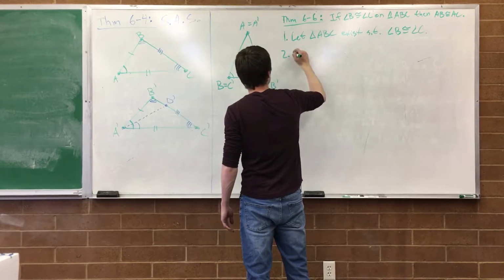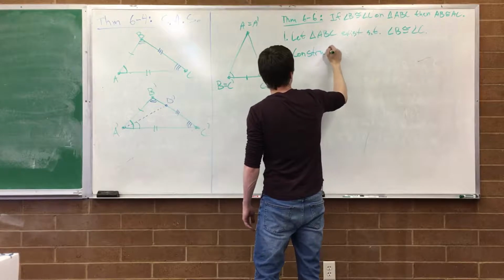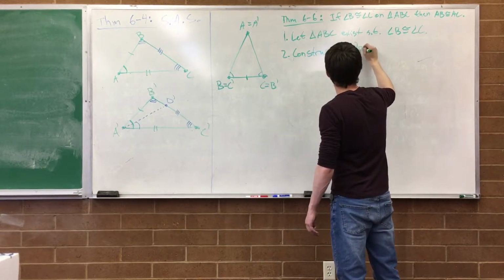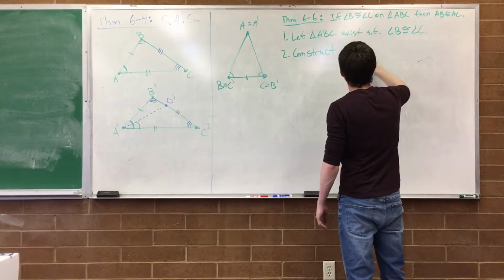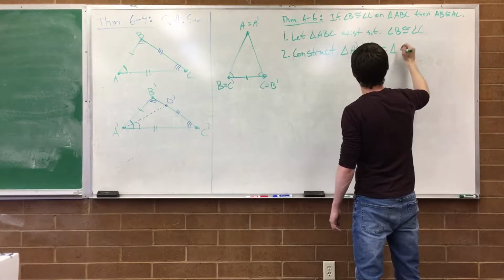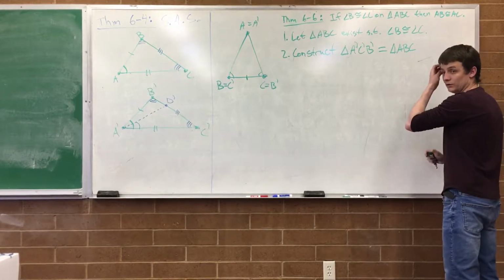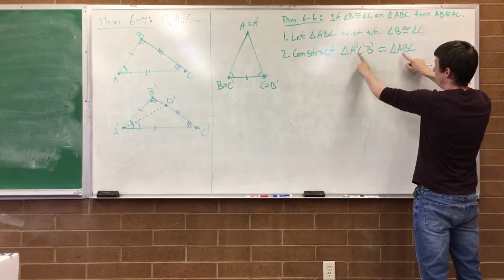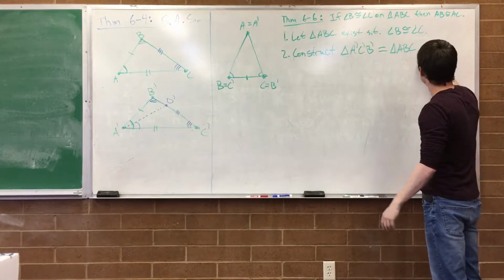Construct triangle A prime, B prime, C prime. No, we're going to swap these two. C prime, B prime equal to triangle ABC. So basically relabel the points so that A corresponds to A, C prime corresponds to B, and B prime corresponds to C. Right? Yeah.